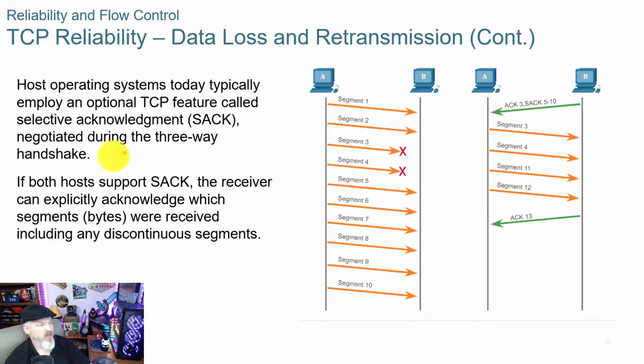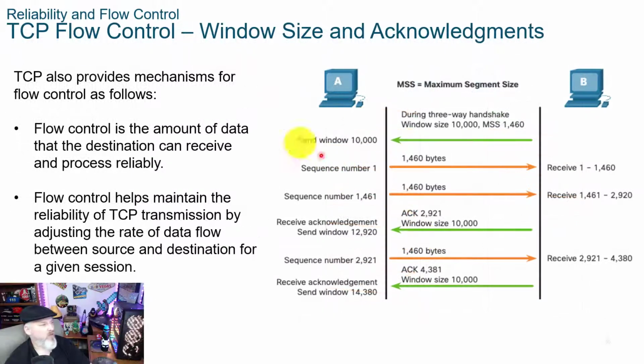It's negotiated during the three-way handshake. If both hosts support SACK, the receiver can explicitly acknowledge which segments or bytes were received, including any discontinuous segments, or segments that didn't arrive. I know that's a big word. Why would they use a word like that? It just means segments that don't get there. 3 and 4 didn't get there, so they have to be resent. So acknowledgement 3, and we got 5 and 10, but 3 we acknowledged, and oh, okay, so it's going to send 3 and 4, because those didn't get there, and then continue on with 11 and 12, and reassemble them on the other end.